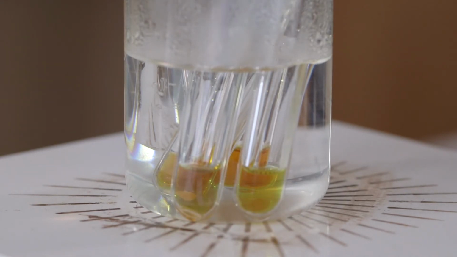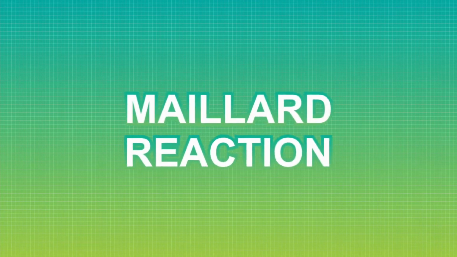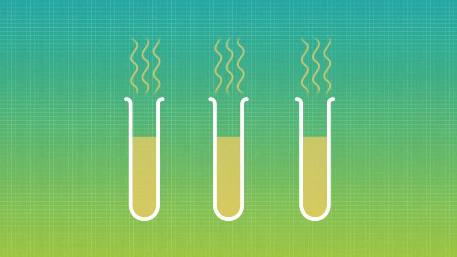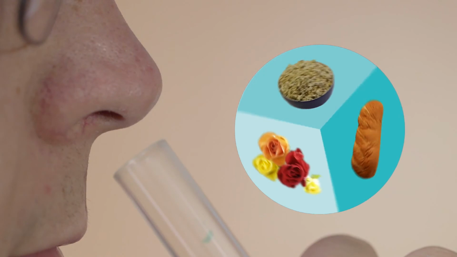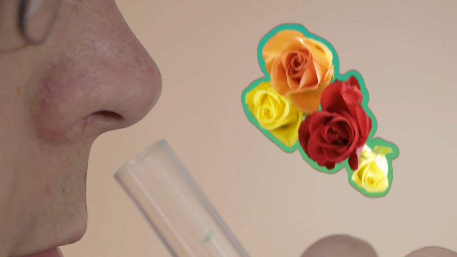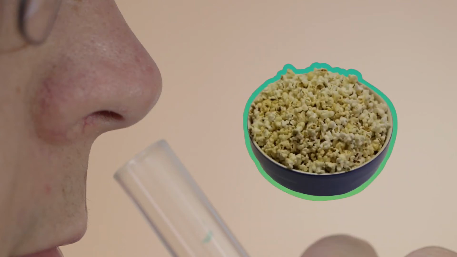It is possible to get quantitative data for this reaction by using a colorimeter to measure the intensity of the colour. There is more to Maillard reactions than just colour. One of the most important effects is the production of new aromas. If you smell the tubes, you'll definitely smell some familiar smells depending on the amino acids. Valine smells like bread, phenylalanine produces a floral scent, and glutamic acid smells of popcorn.